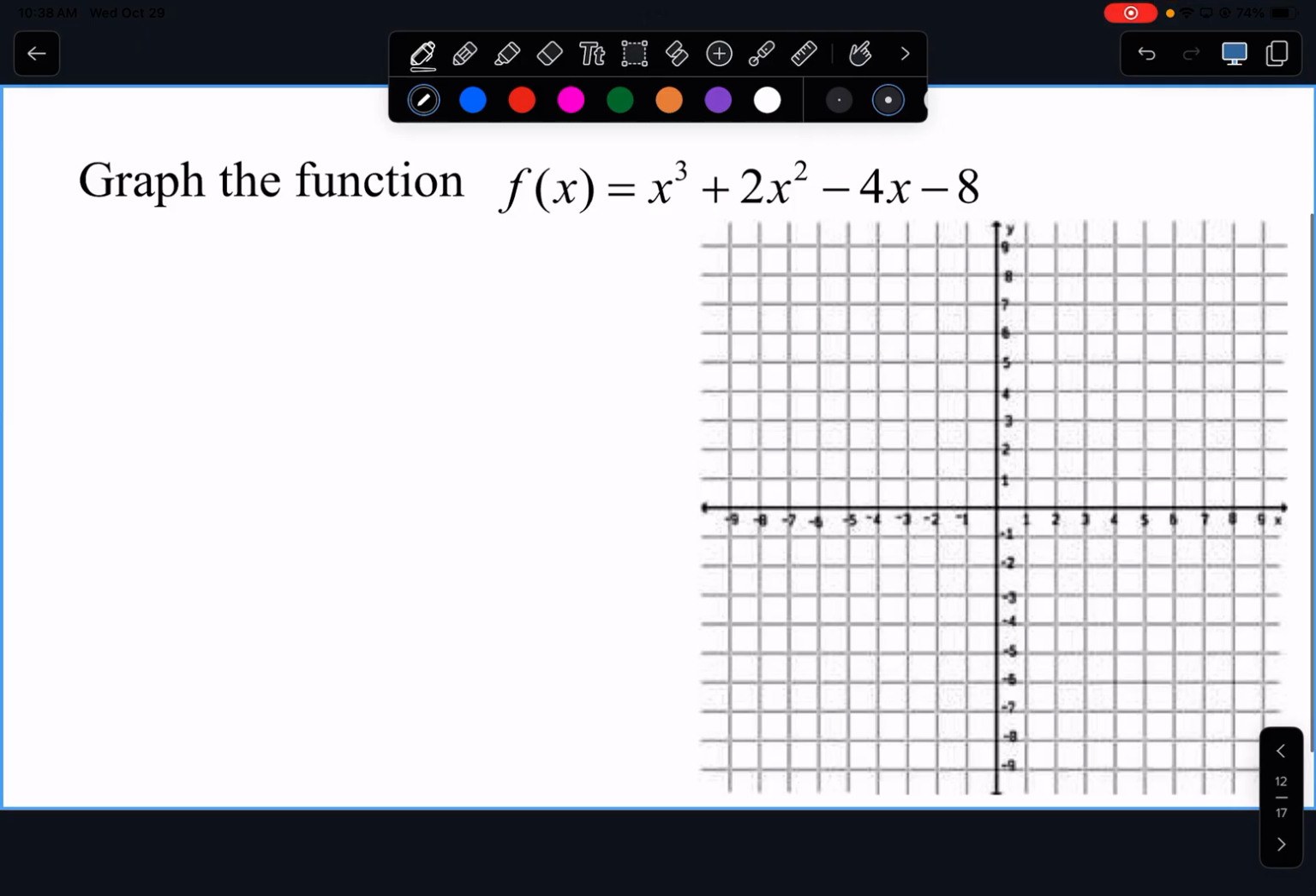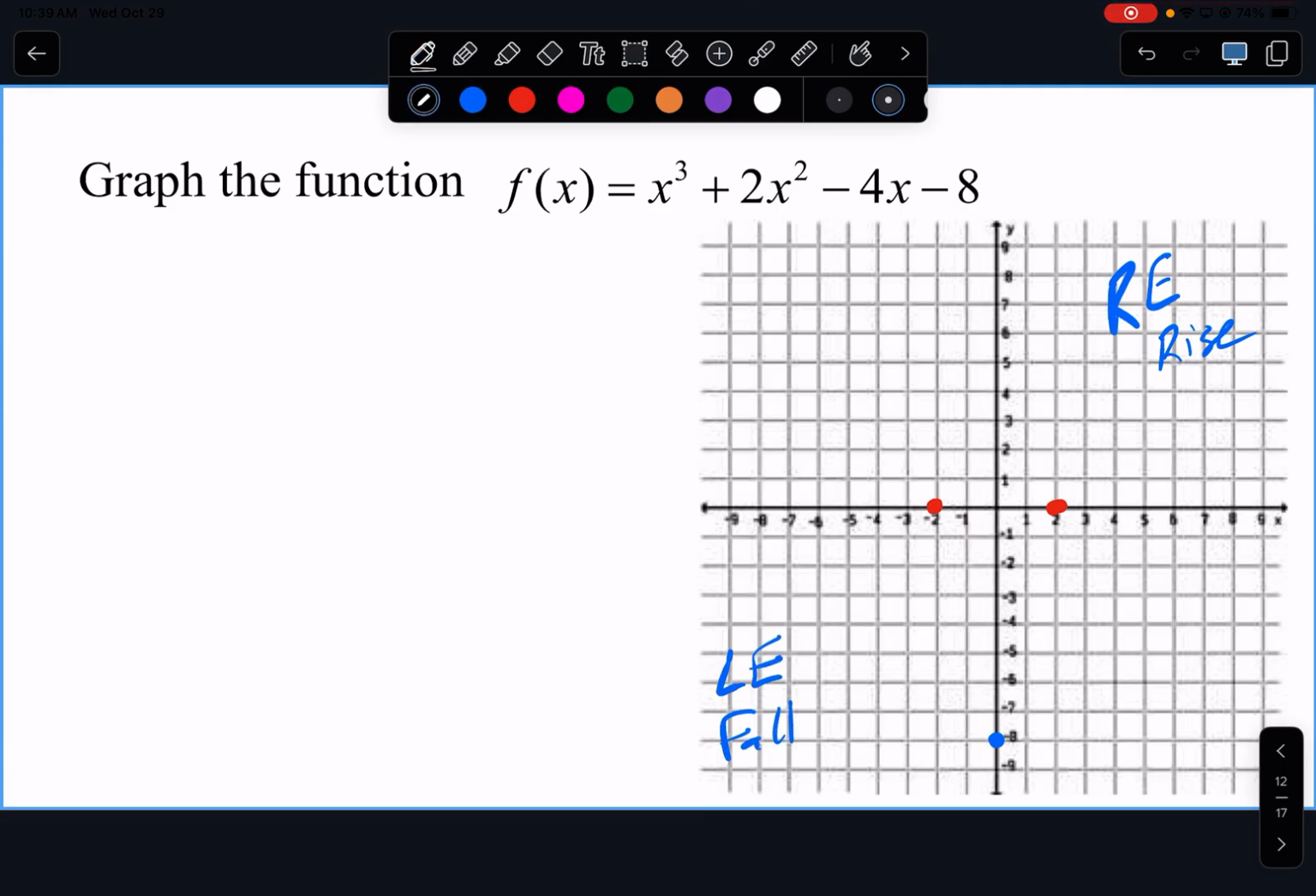I've got my solutions at -2 and +2, and my y-intercept at -8. Now we need to talk about our end behavior. Hey, it's odd. Is my right end going to be rising or falling? Rising. My left end then has to be fall.